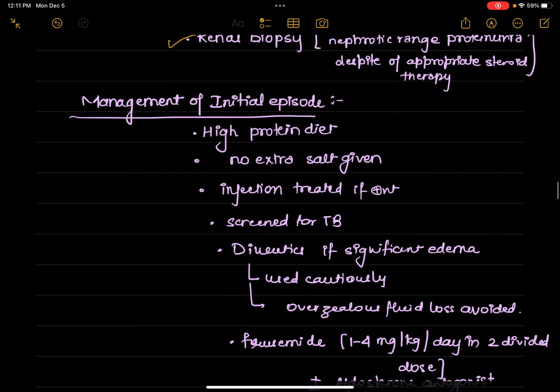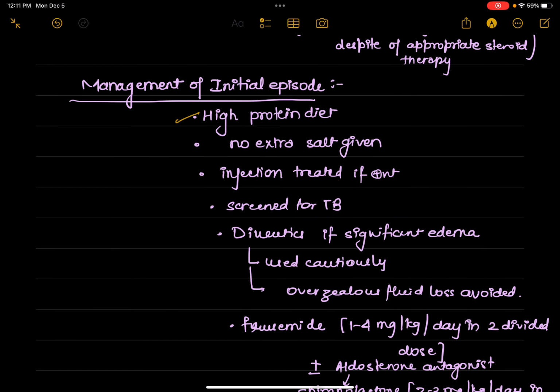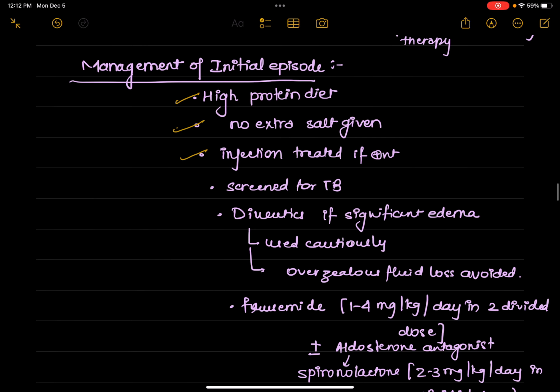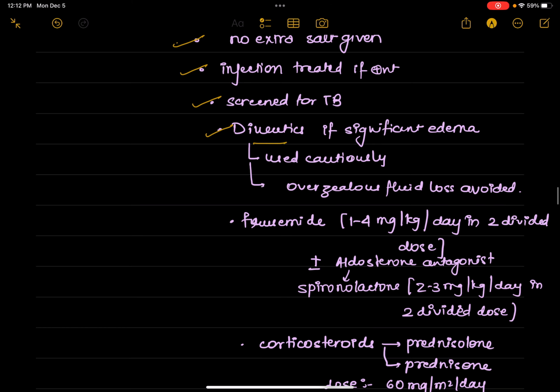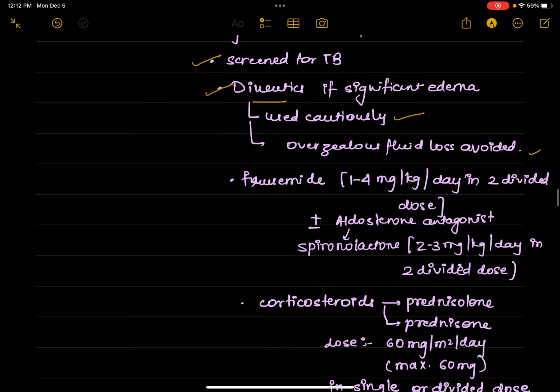What is the management of the initial episode? We will give a high protein diet. We shouldn't give extra salt. Infection is treated if present. Screening for TB. Diuretics if there is significant edema, and diuretics are used cautiously and overzealous fluid loss is avoided.